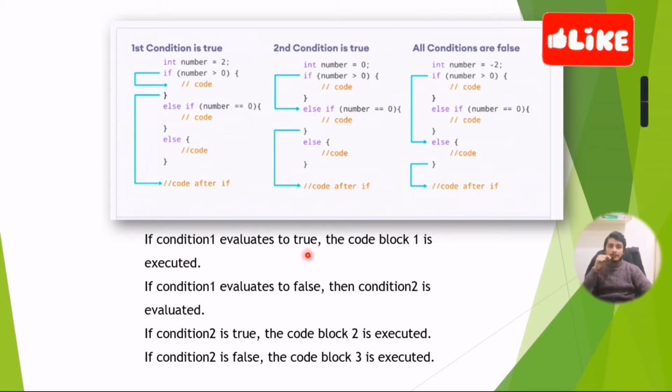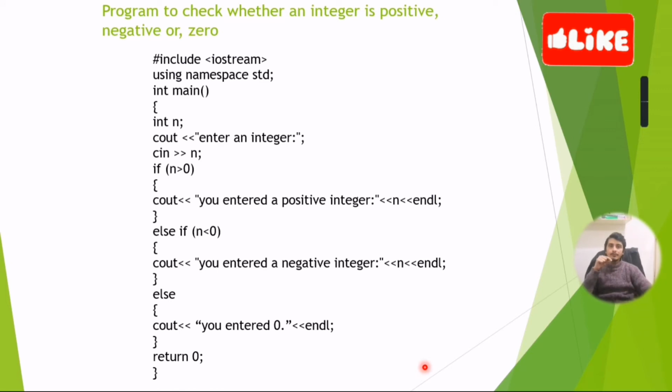So if the condition evaluates to be true, code block 1 is executed. If the condition evaluates to be false, then condition 2 is evaluated. If condition 2 is true, code block 2 is executed. If condition 2 is false, code block 3 is executed, and after that the code after block 3 will be read by the computer.